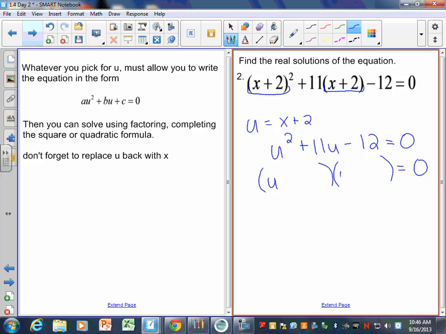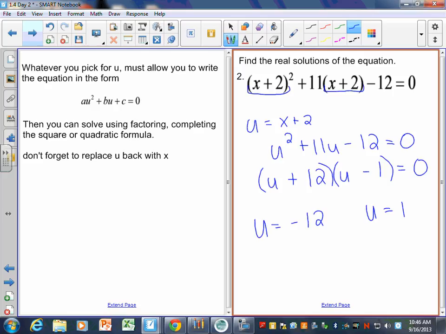And it's just u and u. 12 again, but now we're subtracting to get 11. So that's going to be 12 and negative 1. Do you agree with that? And again, completing the square or the quadratic formula would get you the same answers. And I get u equals negative 12 or u equals 1.